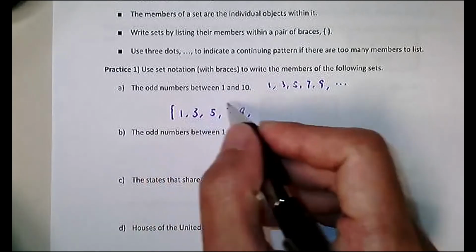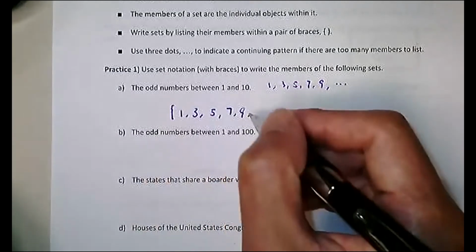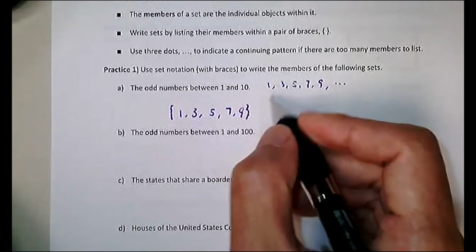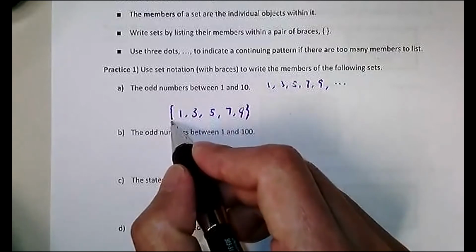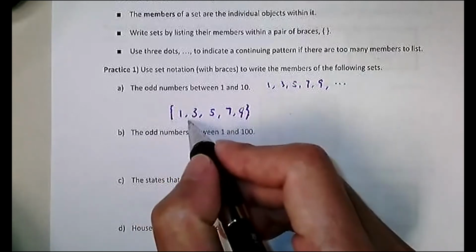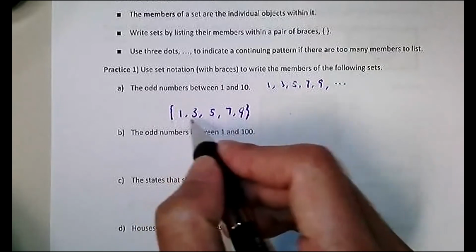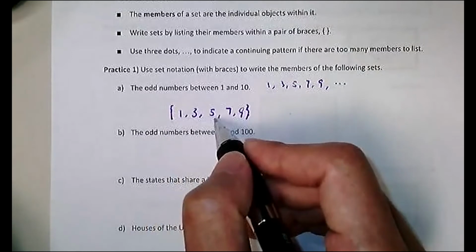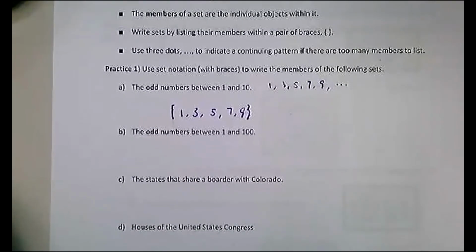After we check it, we find that we have completed all the members, so we close the braces. These are my braces. So this is our first set: braces, 1, 3, 5, 7, 9. And we use a comma between those objects so that they can be separated and will not be misread by others. Any question on this first one? Okay, let's continue.